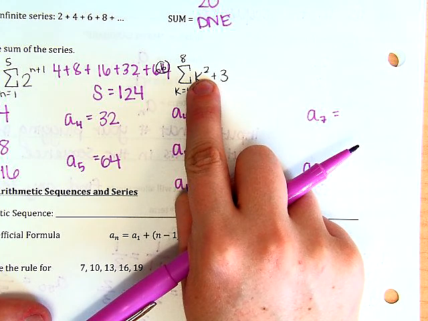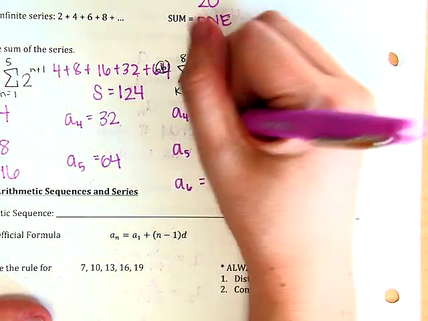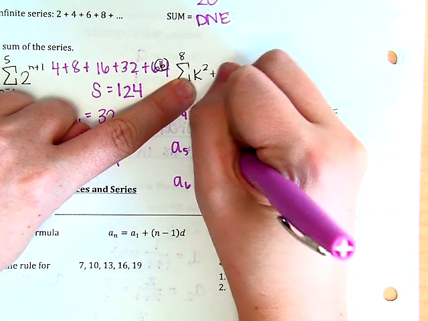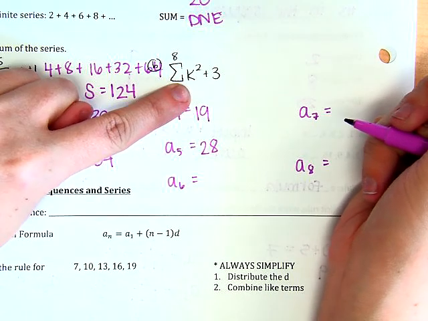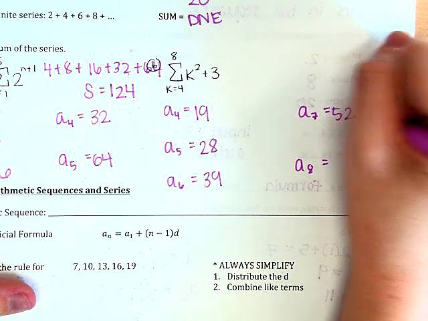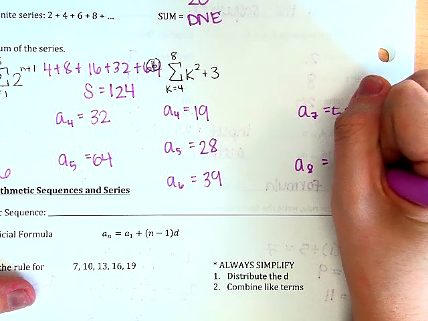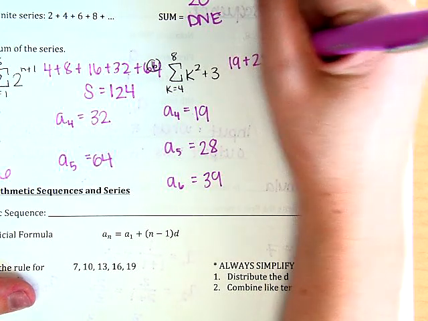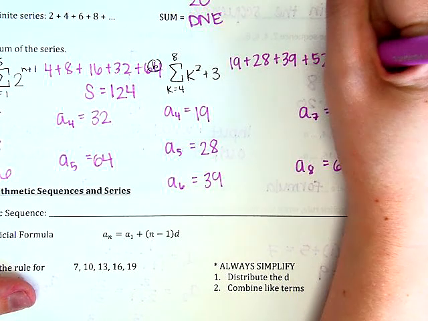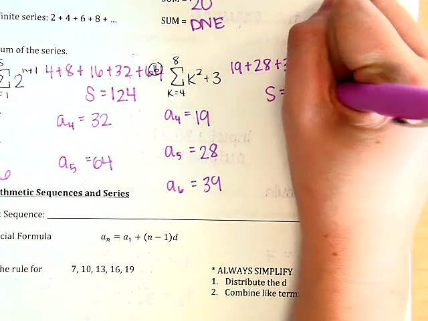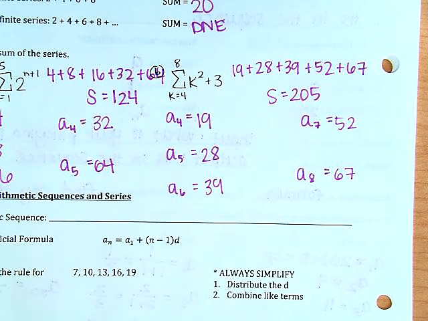So if we plug in 4 into here, 4 squared is 16 plus 3, 19. Plug in 5. 5 squared is 25 plus 3 is 28. 6 squared, 36 plus 3 is 39. 7 squared is 49 plus 3 is 52. And 8 squared, 64 plus 3 is 67. And the last thing I do is add them up. 19 plus 28 plus 39 plus 52 plus 67. And I get 205. There you go.